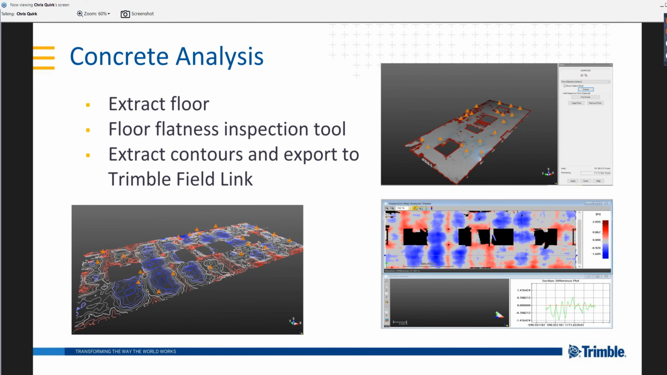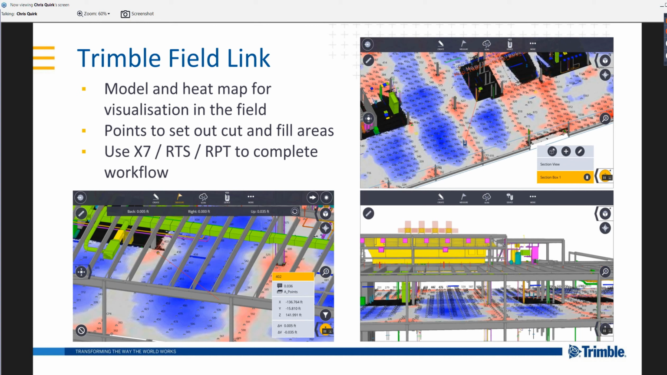Some of the ways that this is being used at the minute is concrete analysis, so being able to extract your floor and do a floor flatness inspection. We're seeing contractors doing this. And then once you've got that, you can actually create some points on it to set out, and you can push this back into FieldLink. So being able to take this into FieldLink, you can view your 3D model, and then you can start to set these points out so you know where you need to cut and fill in certain areas. So this can be used with the X7. You could use it with the robotic total station, and we have the RPT as well to complete that workflow. So this is available to a lot of people, and it's made very, very simple, but very, very effective as well.